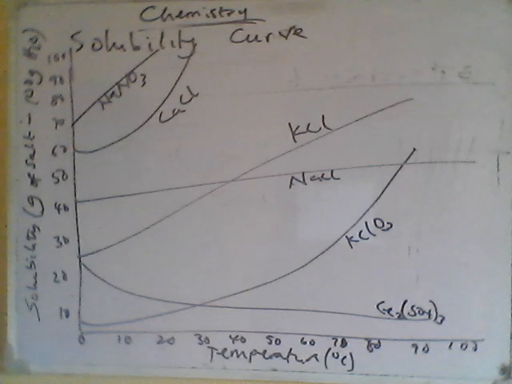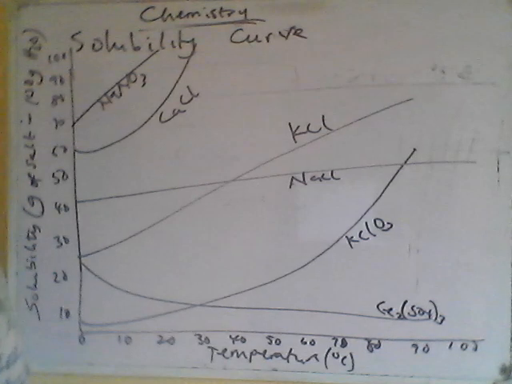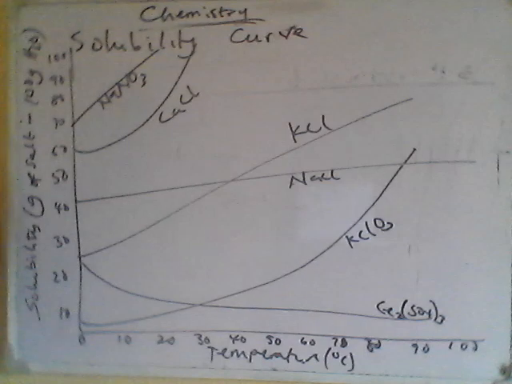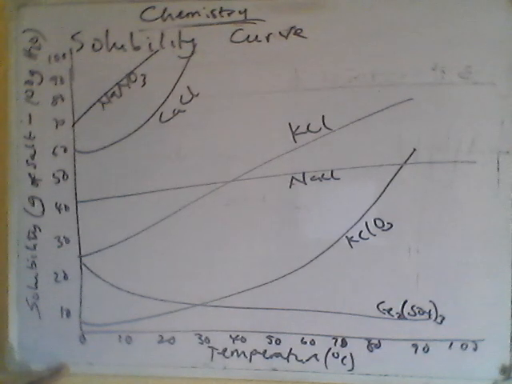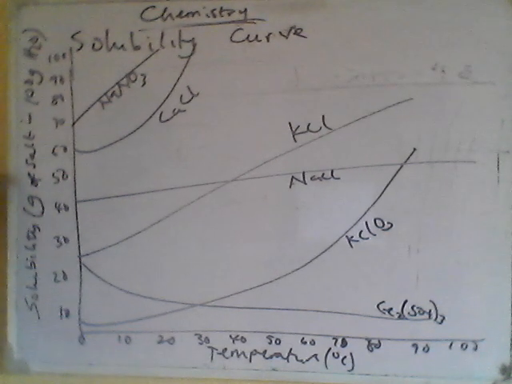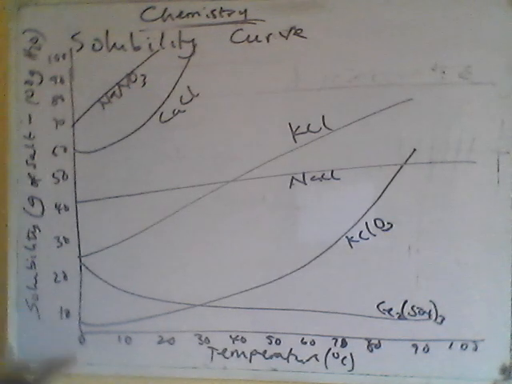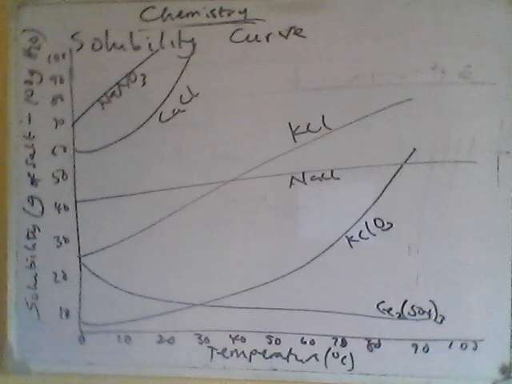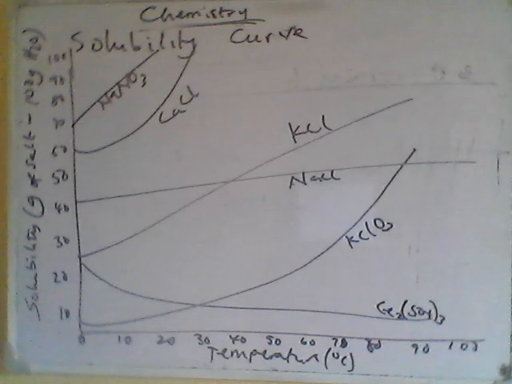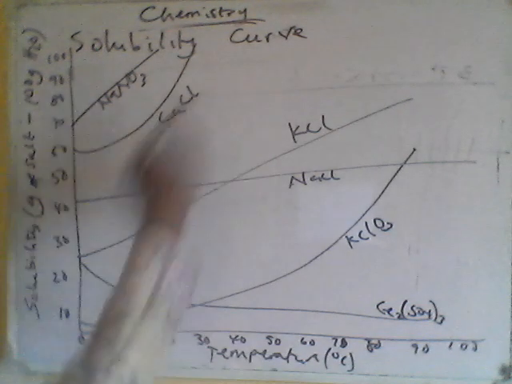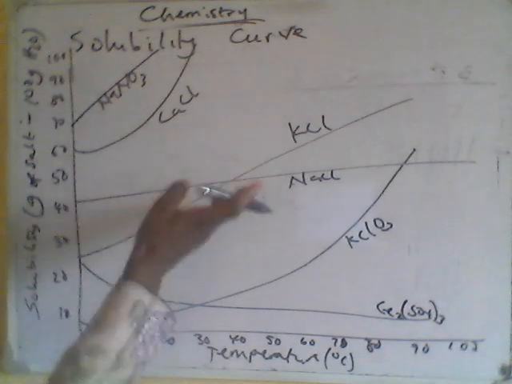What I have on the board is called solubility curves. Solubility curves are graphical representations that show the solubility of substances as it varies with temperature. So on the y-axis, you have the solubility in grams of salt in 100 gram of water. And on the x-axis, you have the temperature. So a point on the curve shows solubility at that temperature. I have different salts here and their graphs. You can have more on this particular graph. You can even pick one and look at it.